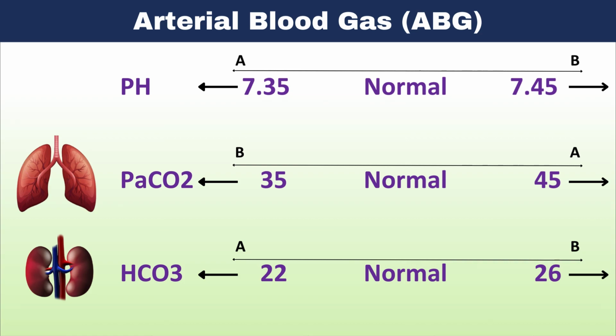If the pH is below 7.35, it is acidic. If it is above 7.45, it is alkaline. If the PaCO2 is below 35, it is alkaline. If it is above 45, it is acidic. If HCO3 is below 22, it is acidic. If it is more than 26, it is alkaline.